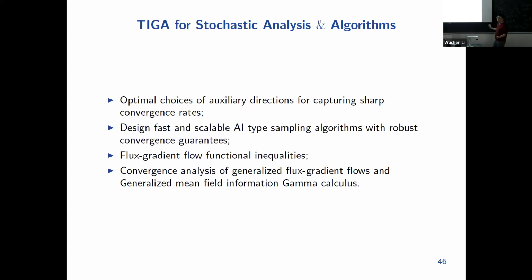Give me your algorithm. What is the best Z? That's on the good direction. And then we will design some fast scalable AI algorithms. Basically, this is a structure given by the generic gradient and non-gradient. Can we build a better score matching method? That's why we need you. Then we have flux gradient flow functional inequalities and complex analysis. There's a lot behind it, and optimal transport can be done for a much more general setting. This is very exciting for future work. Thank you.